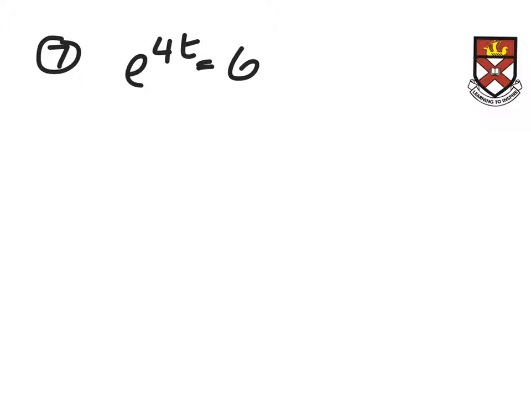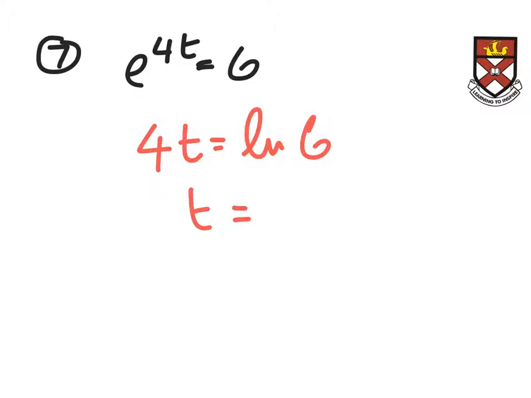Question 7, solve this equation. Problem here is the power. So how do we get rid of the power? We need to get rid of the e to the power. How do you do that? By taking the natural log of the right hand side. And then you can work out what t is.